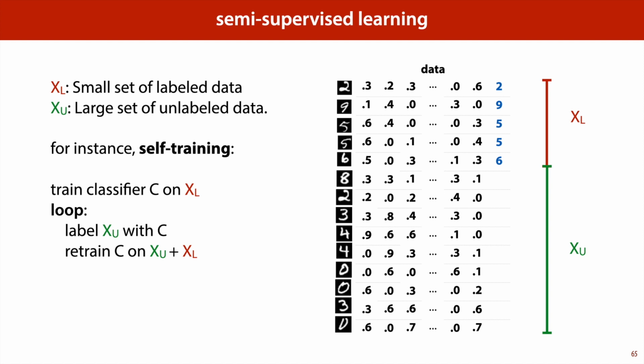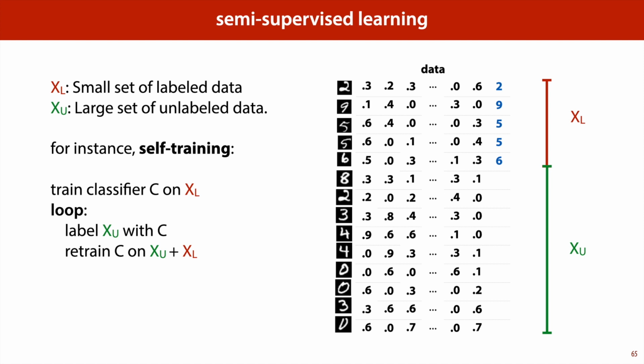This is very common because in many cases, unlabeled data is very cheap to gather. We can usually crawl it off the internet or download it in bulk. But labeling is something that has to be done by hand, by people, so that's very expensive to do.